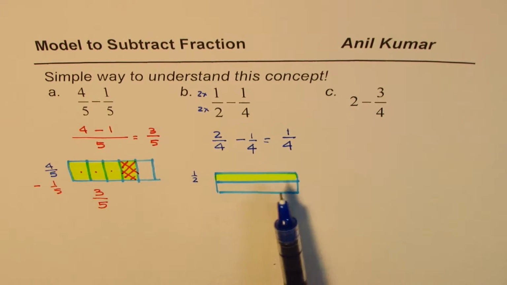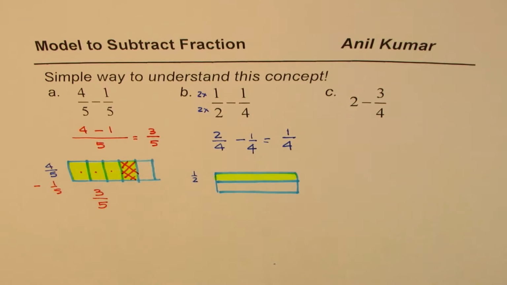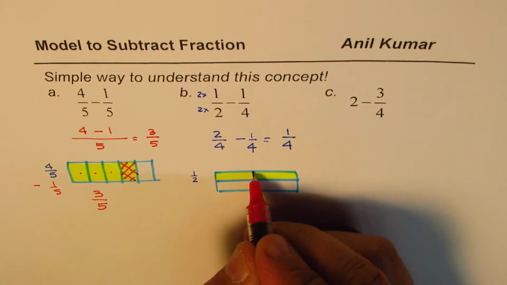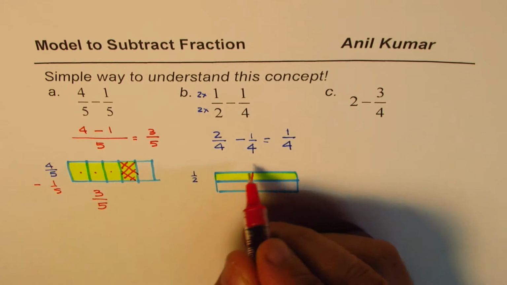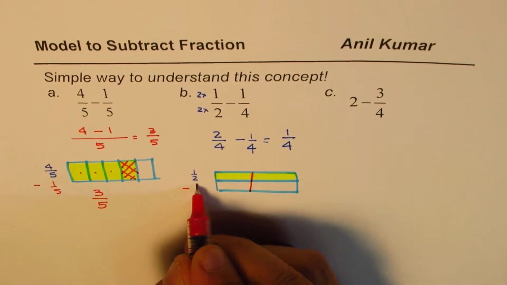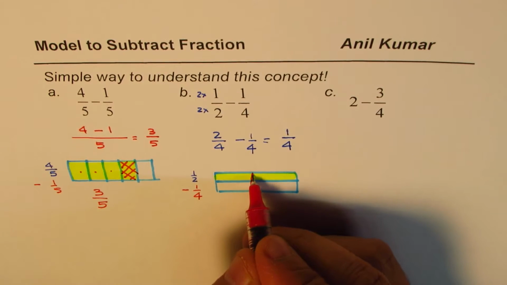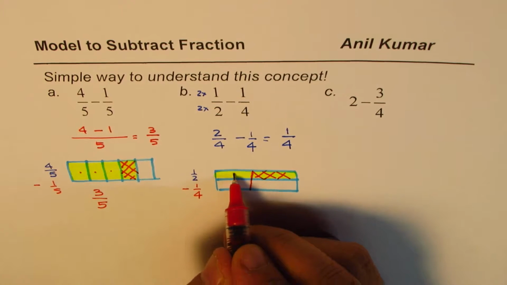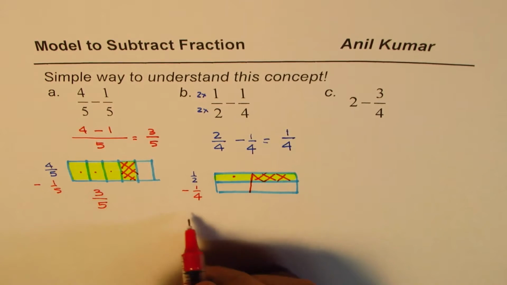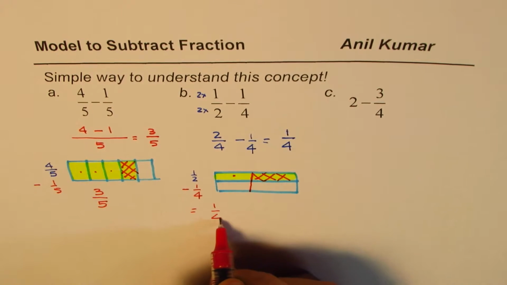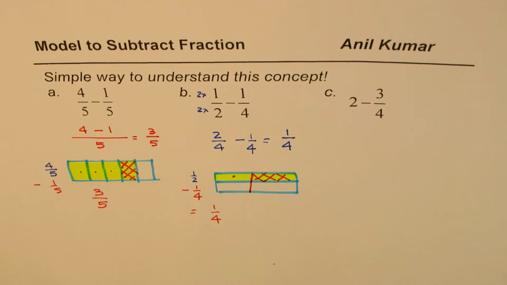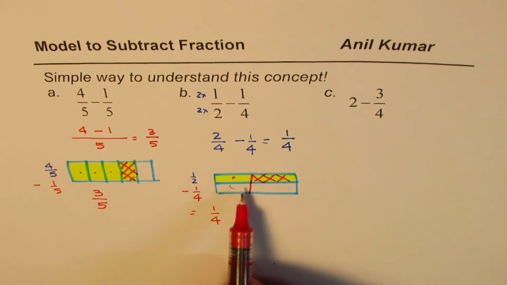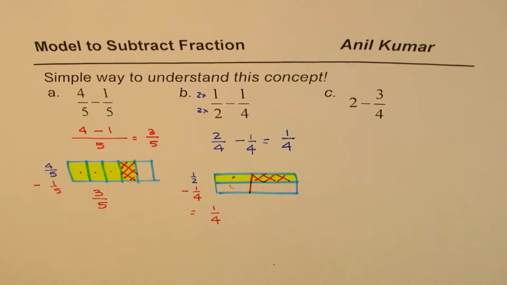Well, this is half. How do I get 1/4? Let me divide this into another half. Half of half is 1/4. Do you see that? Now if I want to take away 1/4, it's removing this portion, right? So let's remove it. Once you remove this, what remains is 1/4. Do you see that? That which remains is 1 out of 4. So that is how you could use a model and find your answer, correct?